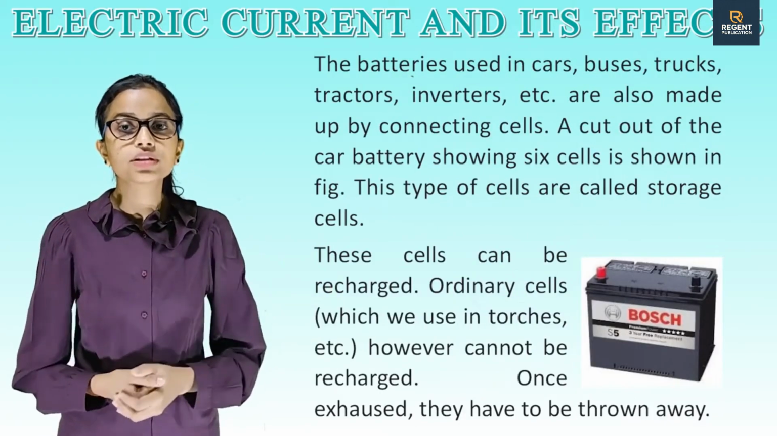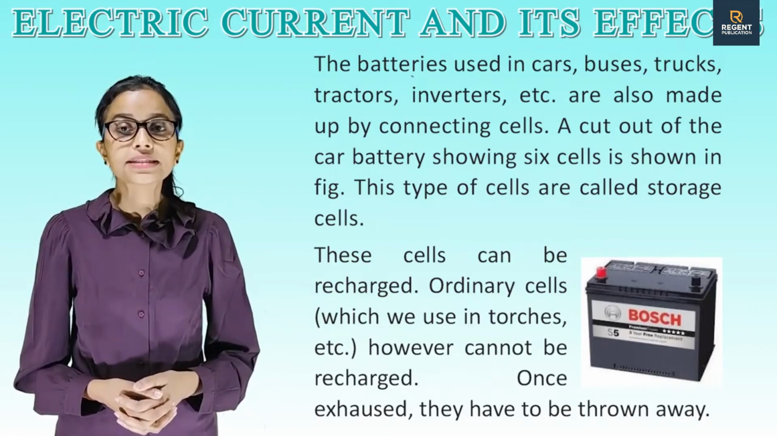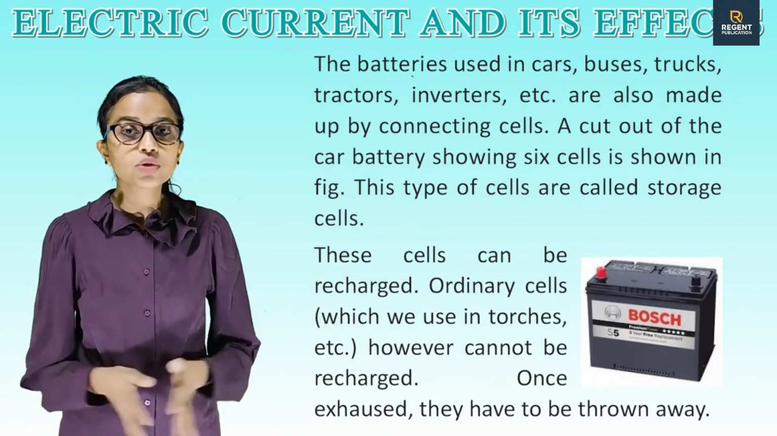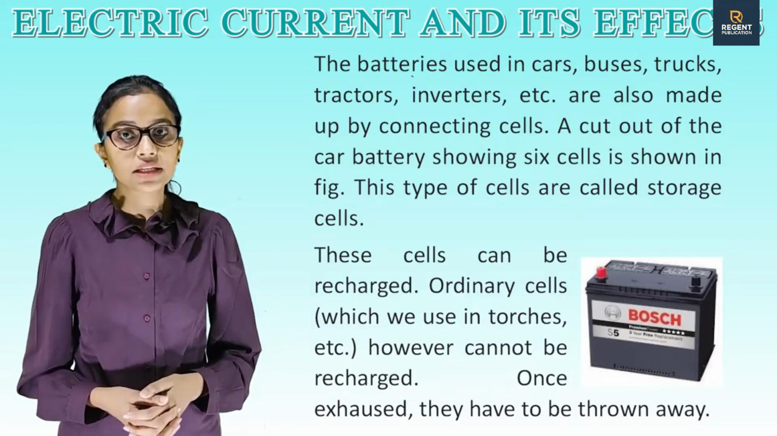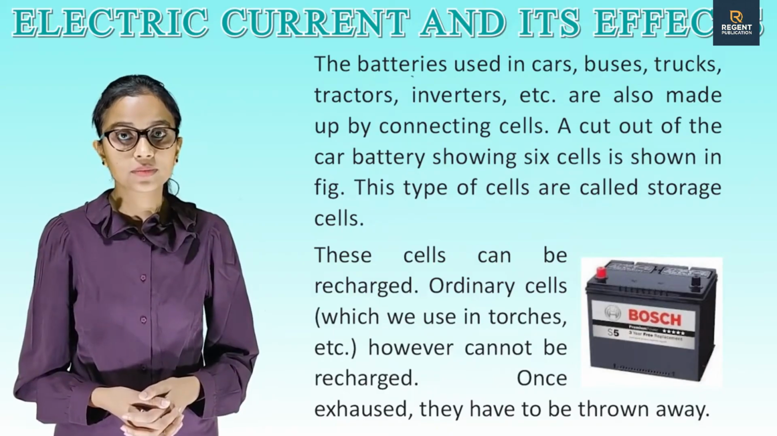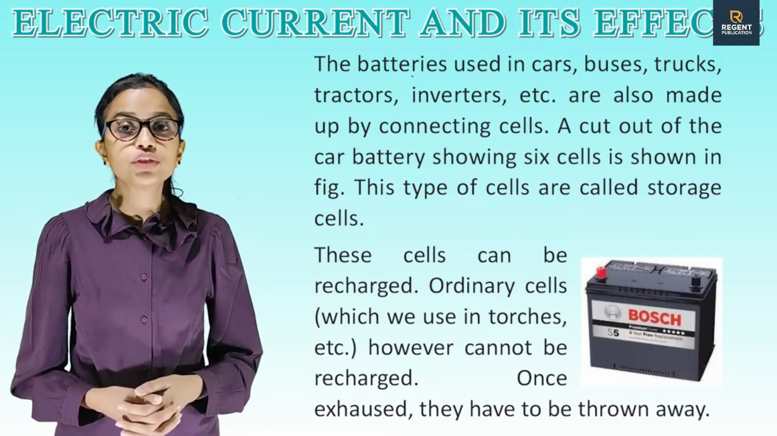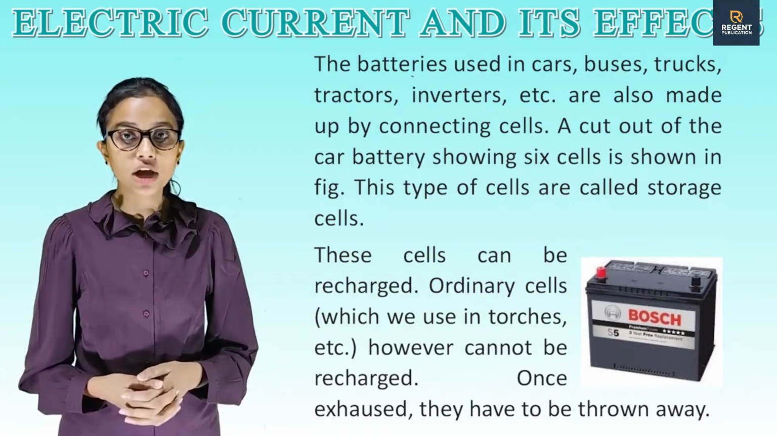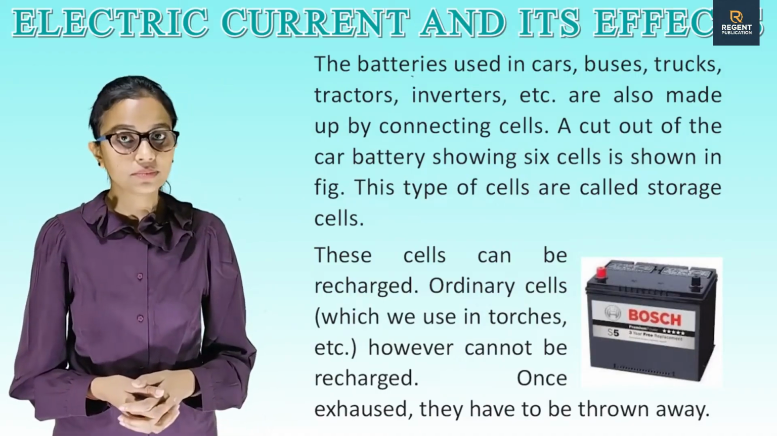The batteries used in cars, buses, trucks, tractors, inverters, etc. are also made up by connecting cells. A cutout of the car battery showing 6 cells is shown in the figure. This type of cells are called storage cells. These cells can be recharged, unlike ordinary cells which we use in torches, etc. Ordinary cells cannot be recharged. Once exhausted, they have to be thrown away.